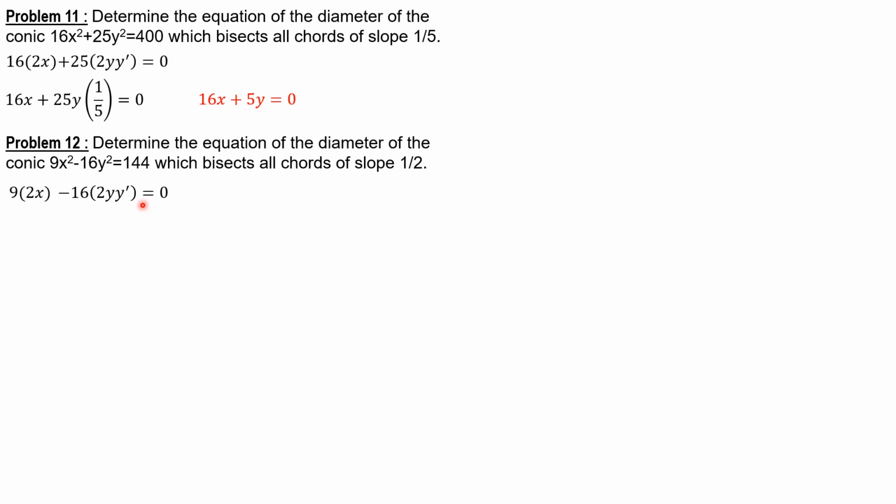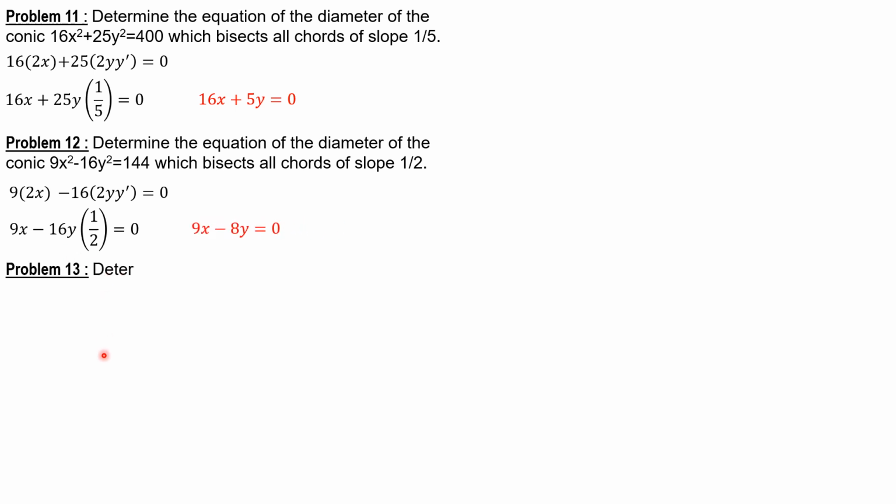Divide everything by 2. So if this is 9x minus 16y times y prime, which is 1/2, equals 0. So the equation of the diameter for this hyperbola is 9x minus 8y equals 0.